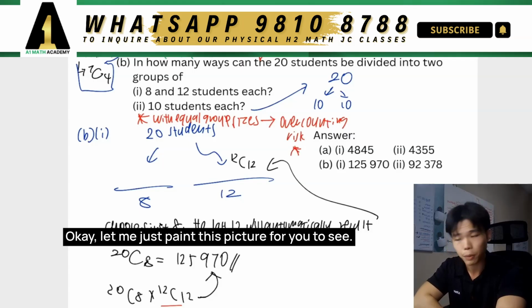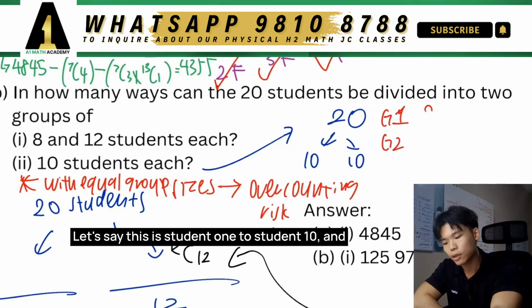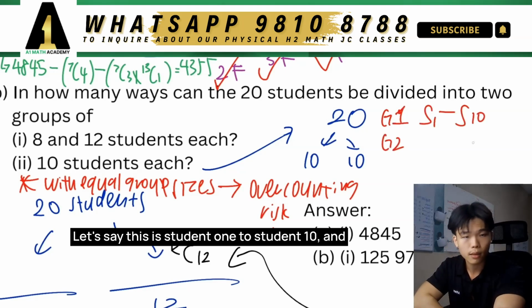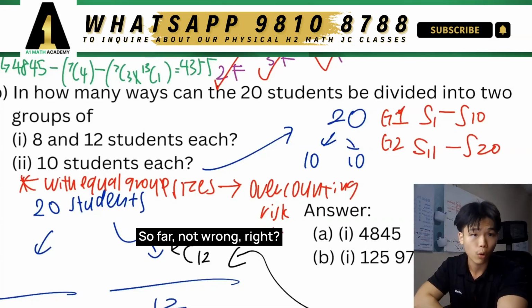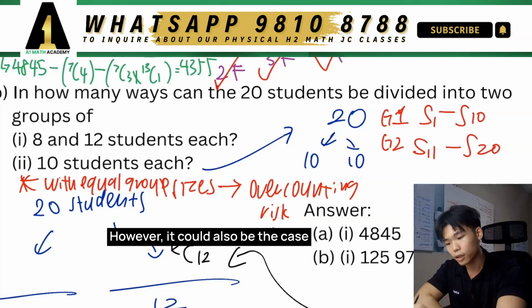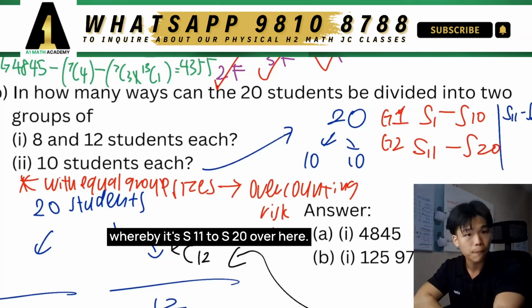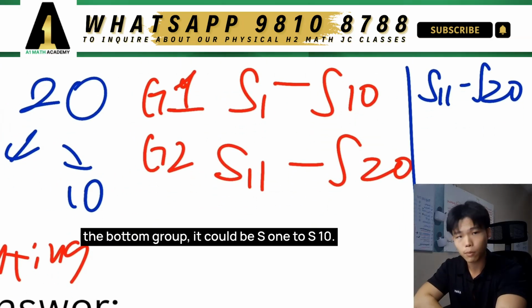Okay, let me just paint this picture for you to see. So let's say this is group 1, group 2. Let's say this is student 1 to student 10, and then this is student 11 to student 20. So far, not wrong. You choose the first 10, the next 10 will automatically be slotted into group 2. However, it could also be the case whereby it's S11 to S20 over here, and then for the bottom group, it could be S1 to S10.